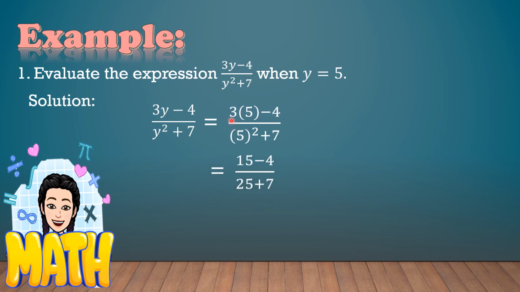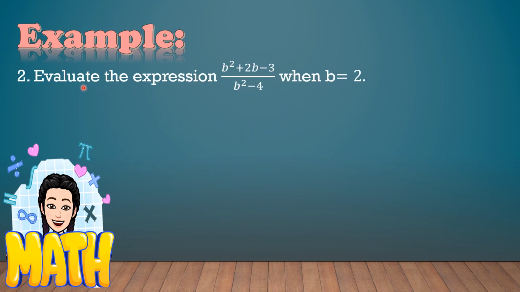isi-simplify na natin ngayon. So, 3 times 5 is 15 minus 4. 5 squared is 25 plus 7. Then 15 minus 4 is 11 and 25 plus 7 is 32. I-check nyo lagi kung pwede pa tong i-simplify. Since hindi na to masisimplify, our answer is 11 over 32.